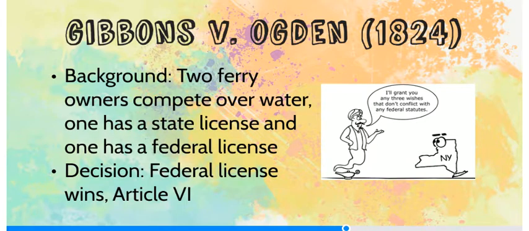One has a license from the state of New Jersey, and one has a license from the federal government, either New Jersey or New York. I can't remember. So they ferry people across the Hudson River every day from Jersey City to New York City. And so the question here is whether or not Congress has a right to monitor the seas.